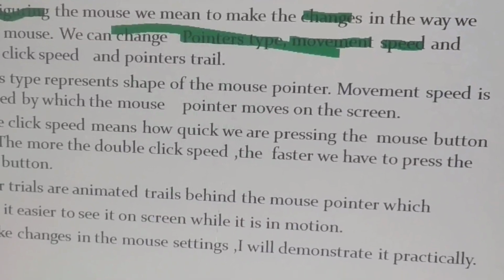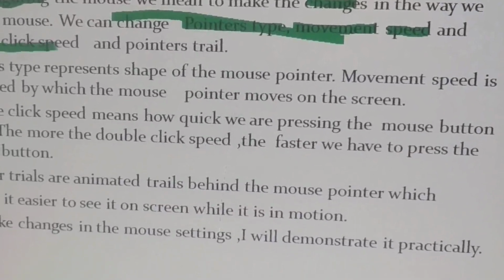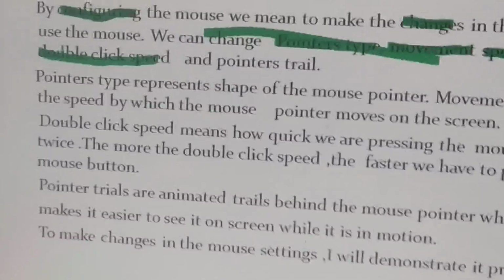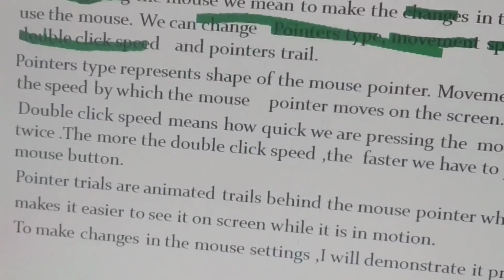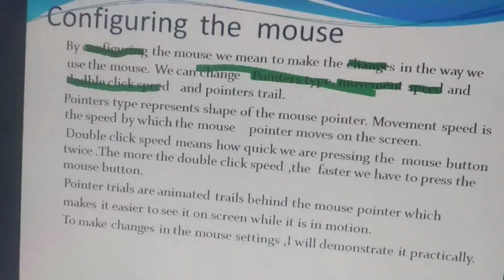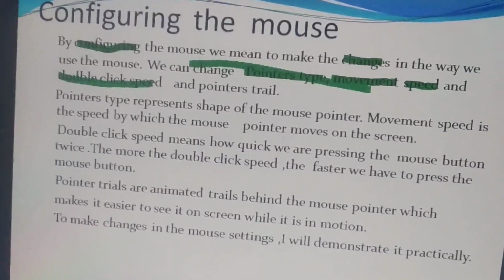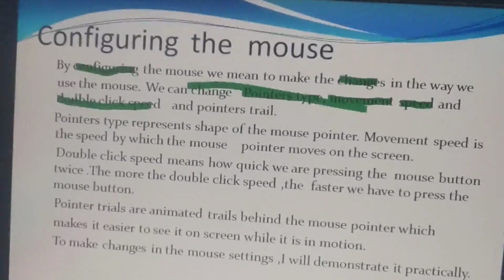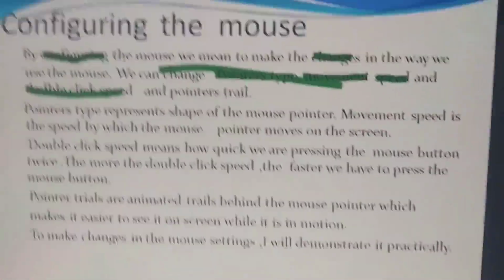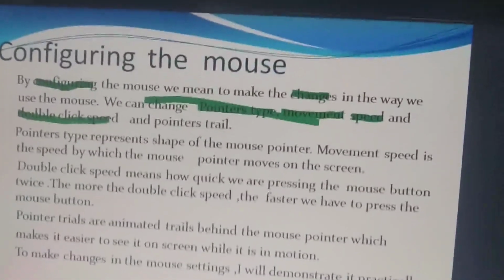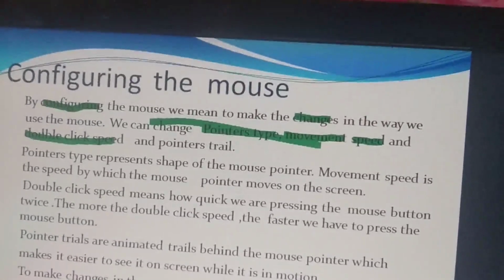And then we will change the double click speed. How do we change the speed at which we double click the mouse? That means when we click twice, what should the speed be, so that we can open any document or any file?